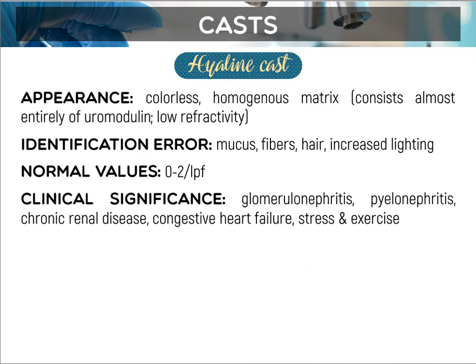Alright, so its clinical significance may be because of glomerulonephritis, pyelonephritis, or chronic renal disease. It can also be due to, take note guys, congestive heart failure, stress, and exercise. Quick side note, guys: S. haematobium, its clinical significance may be due to hematuria or bladder cancer. Okay?